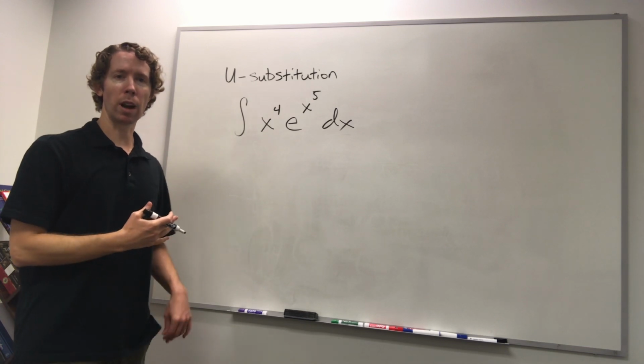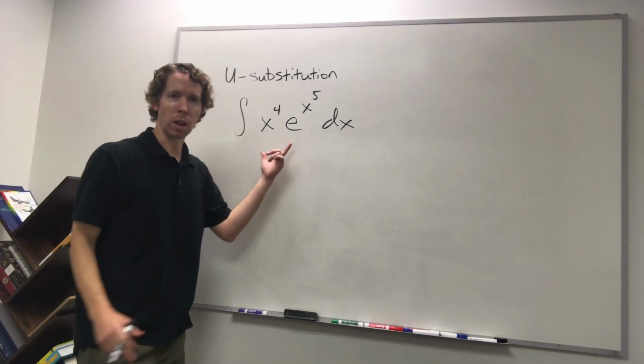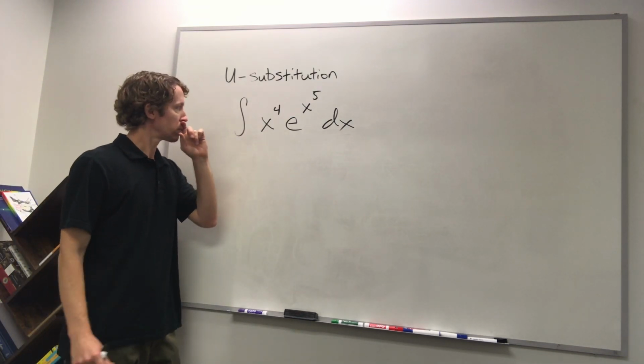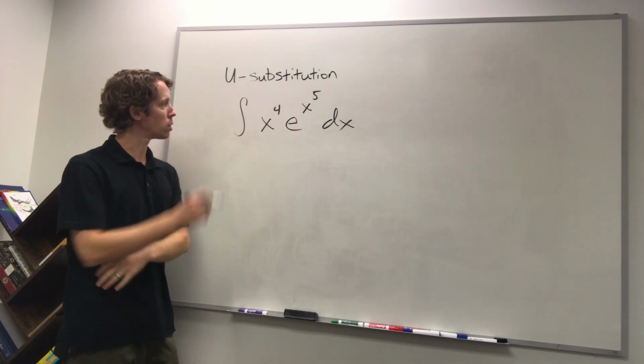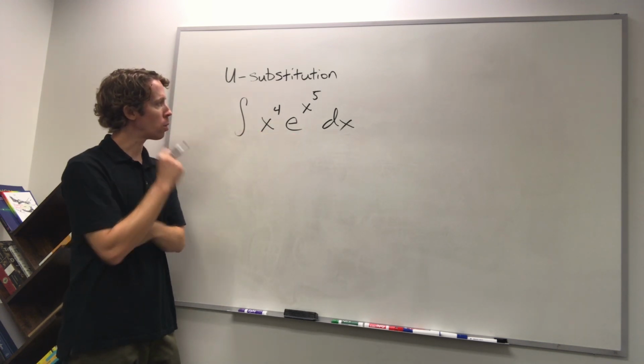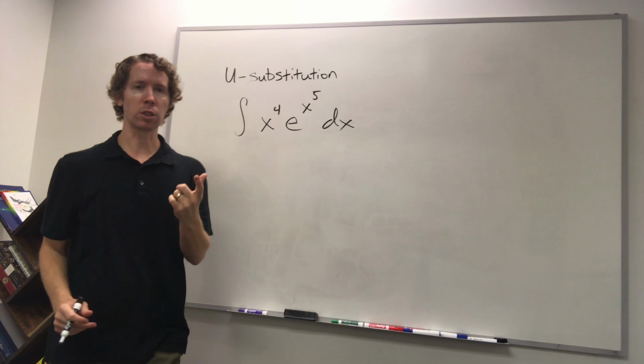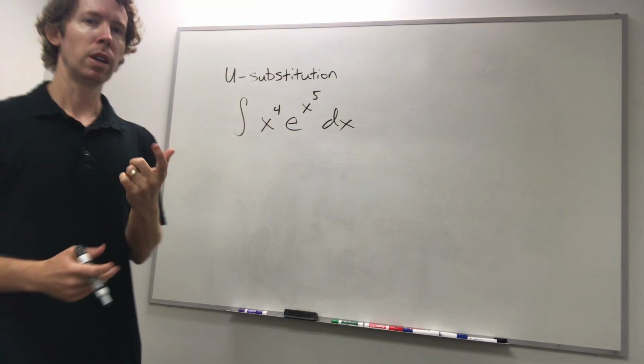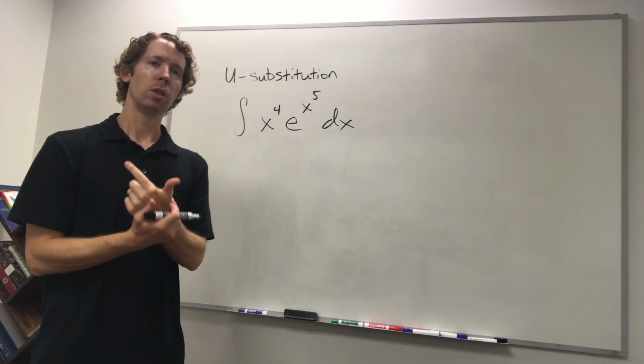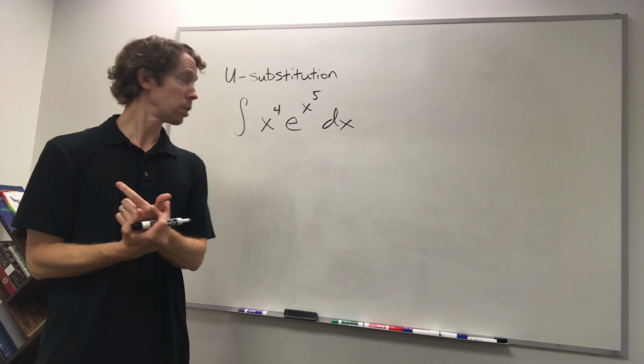I have an integral here that I'd like to solve. It looks a little bit complicated to me. I've got one function times another function, and normally if I've got one function times another function, the technique that I would try to go to is the reverse of the product rule, which is called integration by parts.